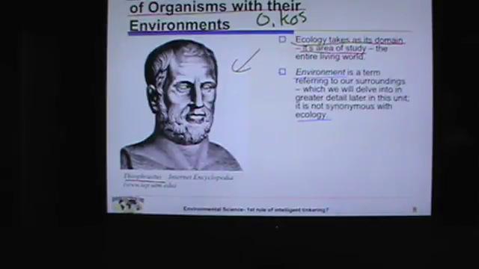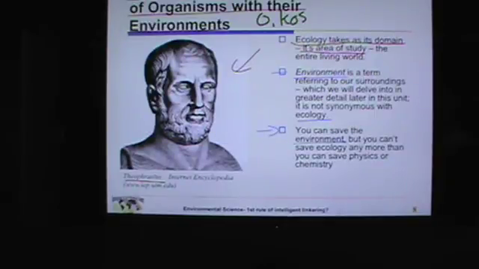Environment is a term referring to our surroundings. We'll get into much greater detail later in this unit. Environment is not synonymous with ecology. Ecology is that science, okay? You can save the environment, you can save the planet, but you can't save ecology. Ecology is a study, it's a form of study. You can't save ecology any more than you can save physics or save chemistry.